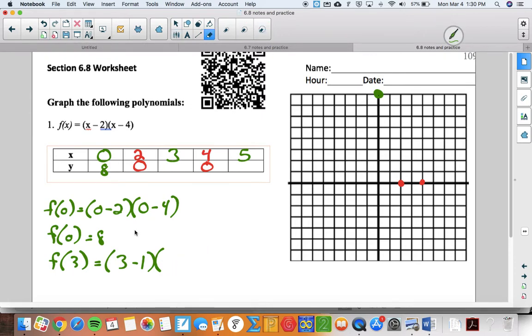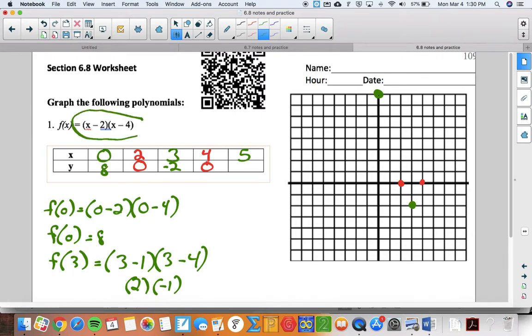Oops, see my mistake there? I'm plugging 3 in for x. So the second binomial should be 3 minus 4. So I get positive 2 times negative 1. So I get negative 2 when x is 3. By the way, folks, if you were to FOIL this together, could you see that it would be a positive x squared? I don't know what the other two terms would be right now.